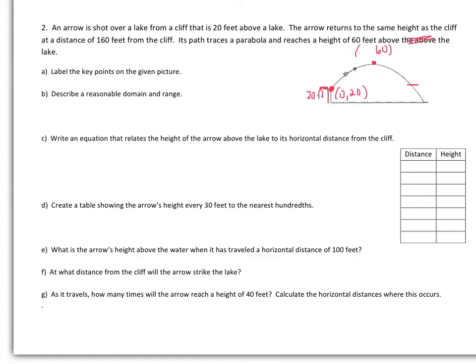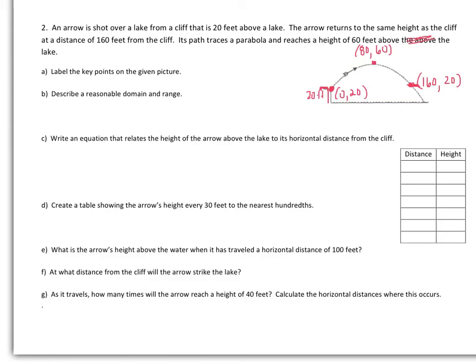Okay, the other thing that it tells me is that over here, at an equal height as a cliff, that's 160 feet. So this is 160 feet horizontally from the cliff, but it has the same height vertically as the cliff. So this point right here is going to be 160, 20. And then the vertex is going to be in the middle of that, and so that's going to be 80, 60. Okay, so there's the key points.